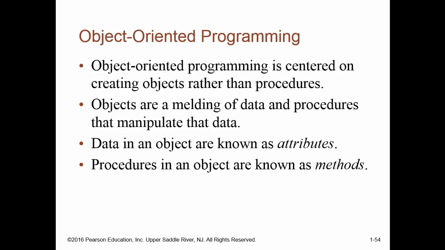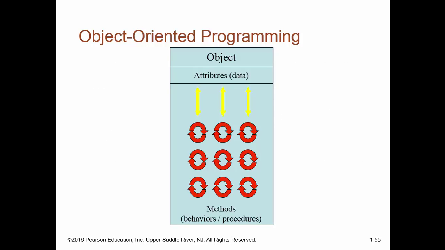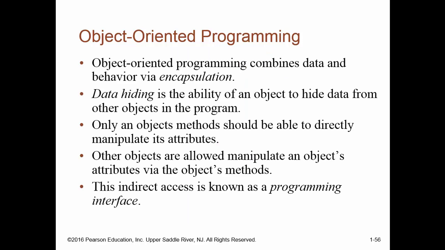Now, with object-oriented programming, the idea is you have an object, and an object holds the data and the procedures that manipulate the data. They're all held inside of the same unit. The data are typically known as attributes. The procedures are typically known as methods. Now, he gives you this picture in here. You can look at that and read that on your own as well.